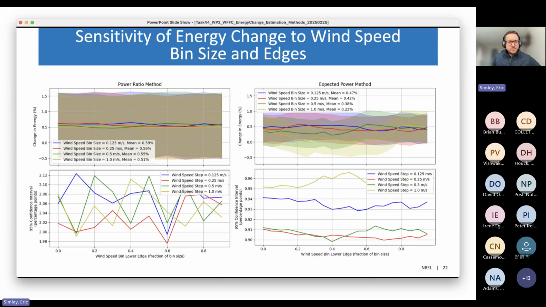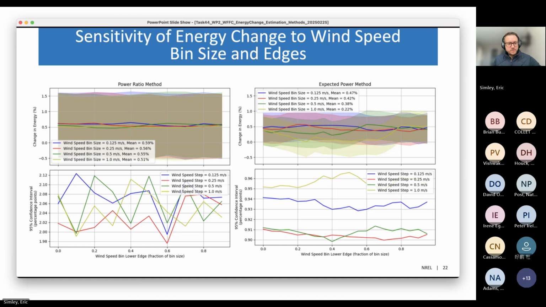And the top plot, this is the change in energy for 4 different bin sizes. And the shaded areas, this is the confidence interval. And it's plotted against the lower bin edge. So basically where we start, where we separate two bins. So 0 means that our bins would start right at 0 meters per second. And then they're expressed as a fraction of the bin size.